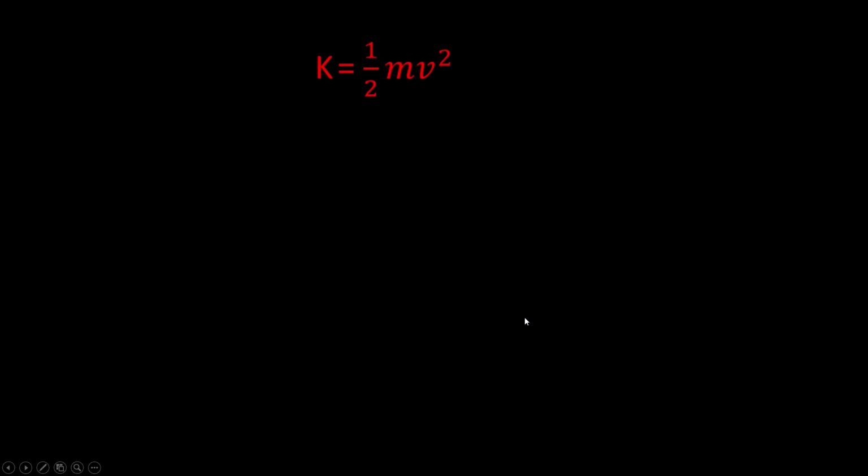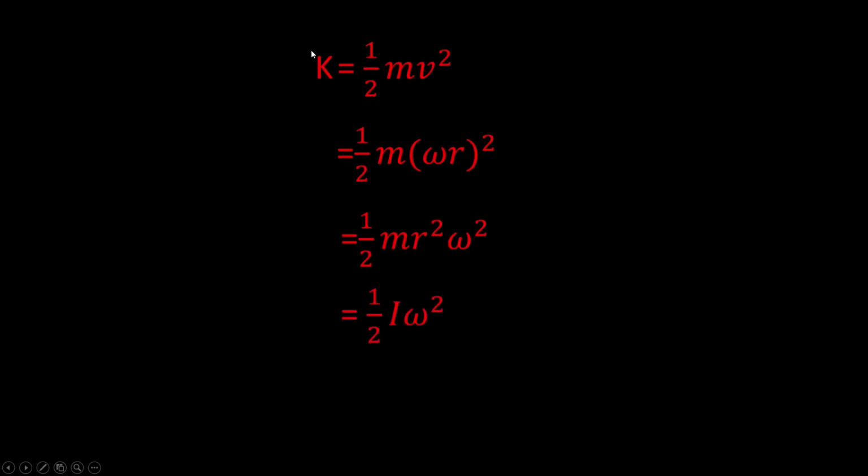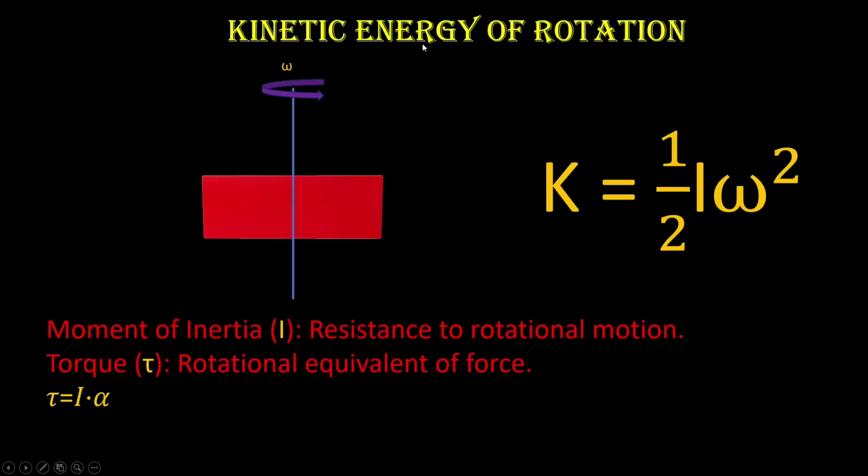Now the kinetic energy for rotation. The body is revolving around that orbit with velocity v. So its linear kinetic energy is K equals half m v square. Now we replace v by omega r. Then we get kinetic energy half m (omega r) whole square, which is half m r square omega square. Now this quantity m r square is the moment of inertia of that body. So we write kinetic energy K is half I omega square. So the kinetic energy of rotation K equals half I omega square.